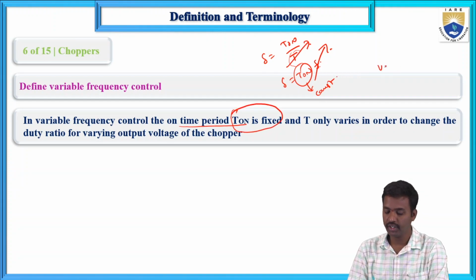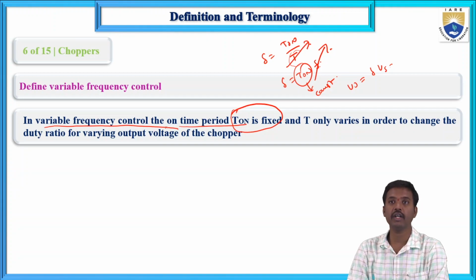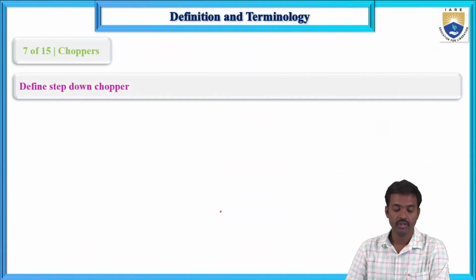And next, Vs into delta equals V naught. In the same way, here in the variable frequency control, the turn on time period is fixed, constant, and the time period or frequency changes in order to change the duty cycle for varying the output voltage of the chopper. So that is frequency control.